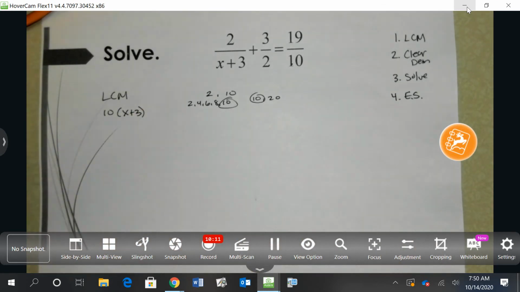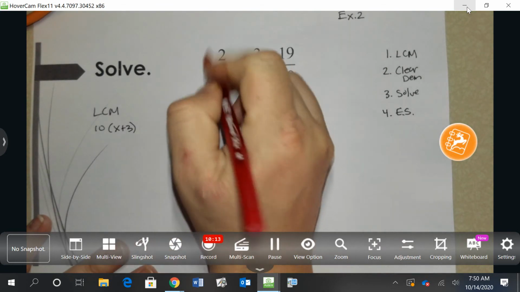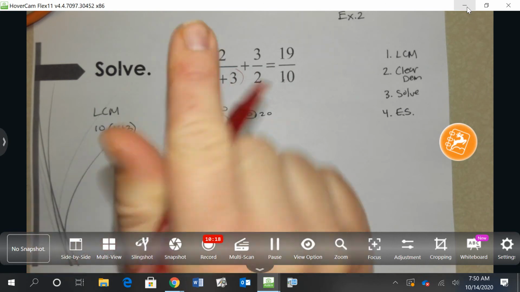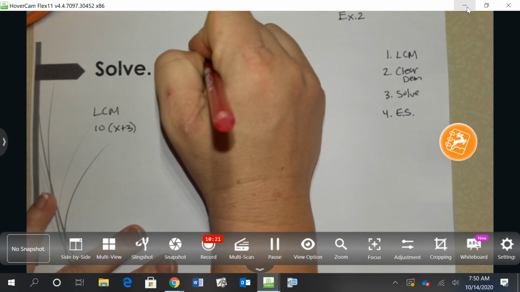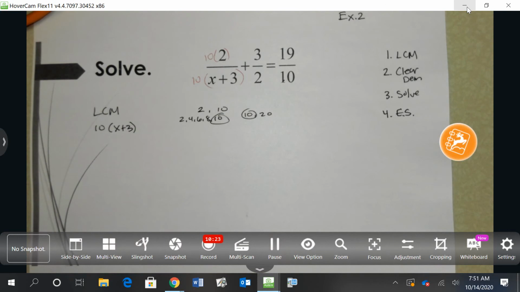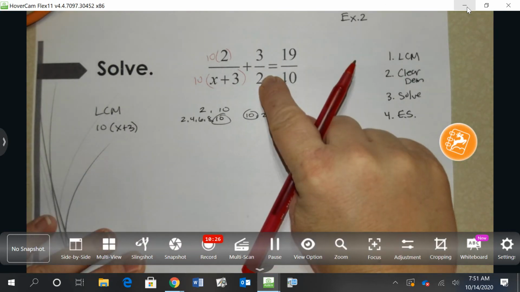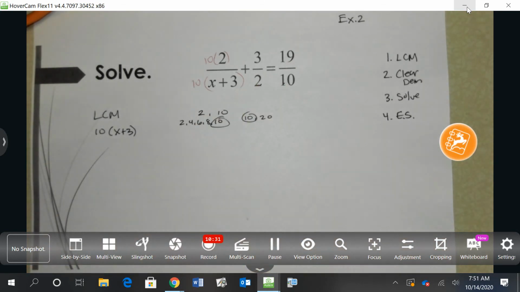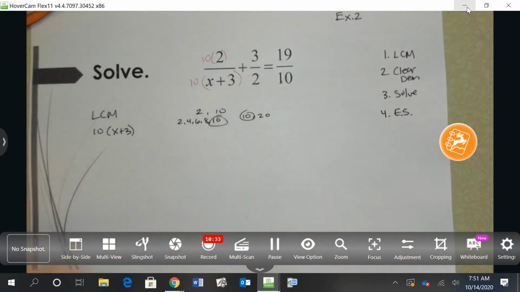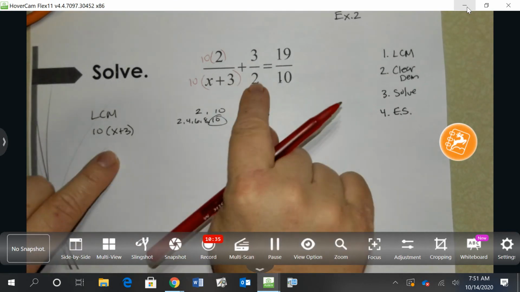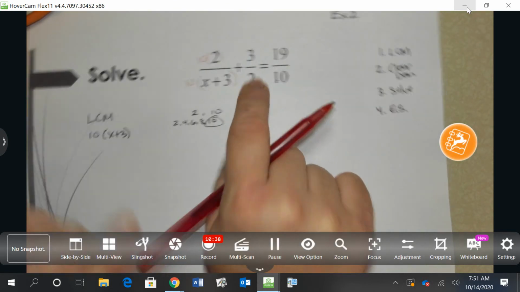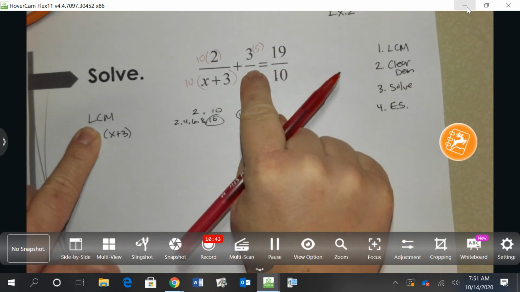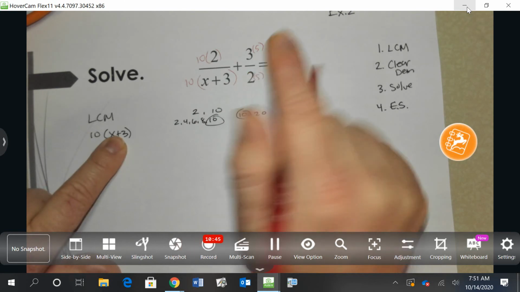Coming back up to the original problem, I have an x plus 3, great, but I still need a 10. So I attach a 10 to the bottom and a 10 to top. In the second term, I have a 2. Now, some students in the past have said, well, can't I add 8 to bring it to 10? You can only multiply and divide. So we are going to multiply by 5 to get up to 10. Now I have a 10 both on the bottom and a 10 on top. What I'm missing is an x plus 3.